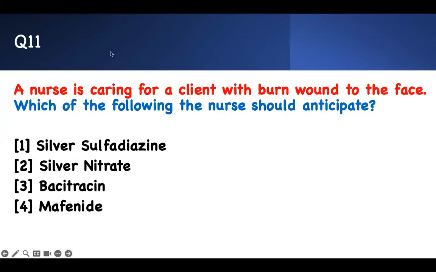And the last question, hopefully. A nurse is caring for a client with burn to the face. Which of the following should the nurse anticipate? Concept: face, burn. Don't choose this, don't choose this, choose that, never this one. Number 3 is your answer.